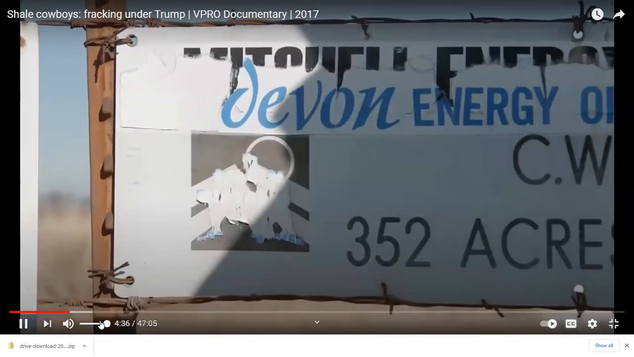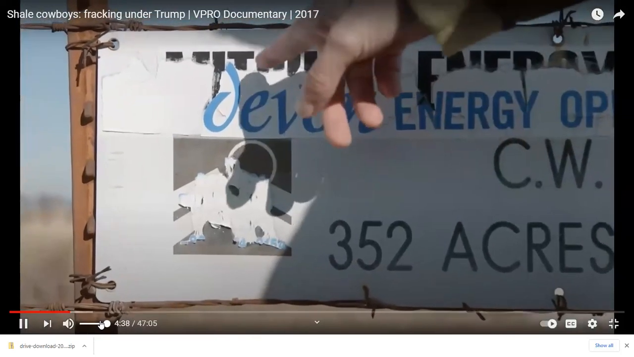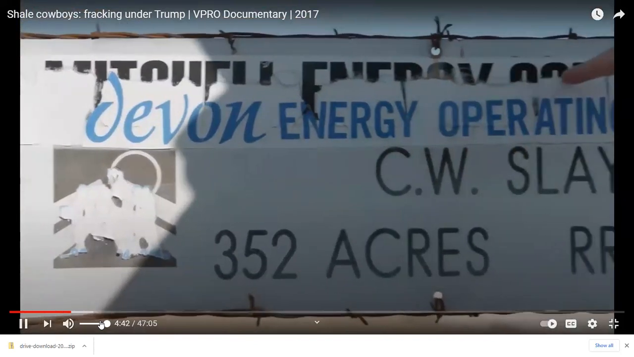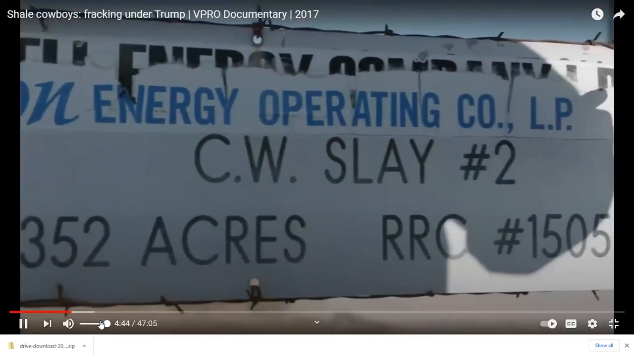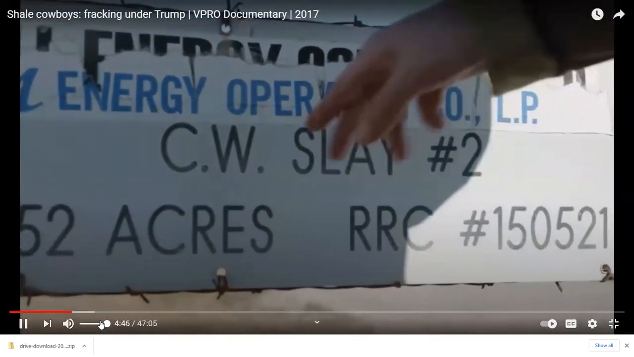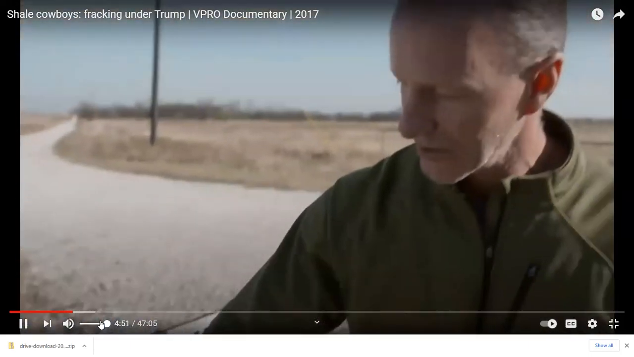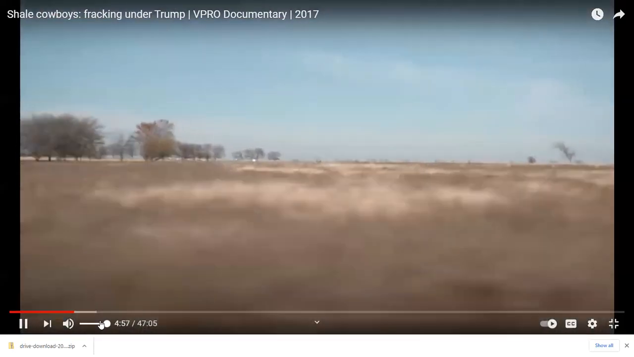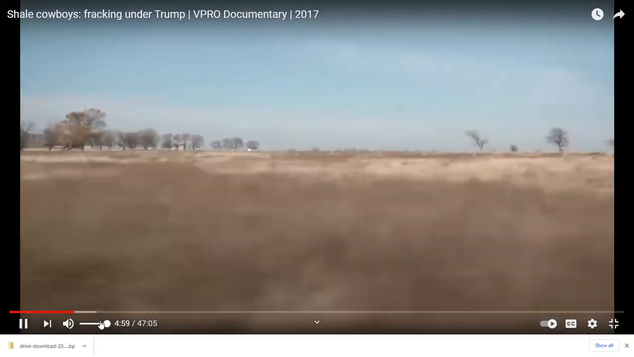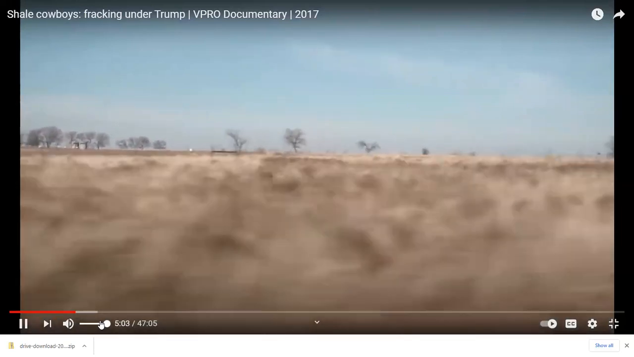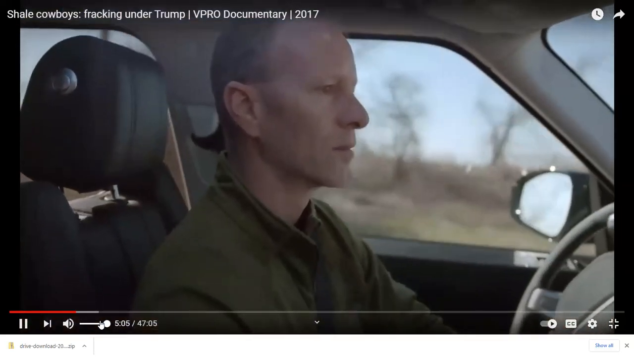This sign with the Devon Energy sticker over the top of it is the old Mitchell Energy sign. You can see it basically with the words here, Mitchell Energy Company. This sign is the CW Slay #2, which was one of the first wells drilled in this area. The symbol of Mitchell Energy at the time was the mountains and the sun, which signified energy for both the sun and mountains. Thanks to this so-called slickwater fracking technique developed by Nick, this arid land became a gold mine.